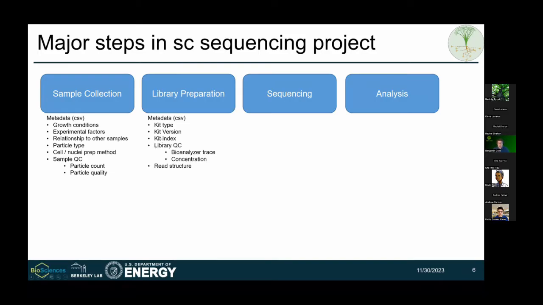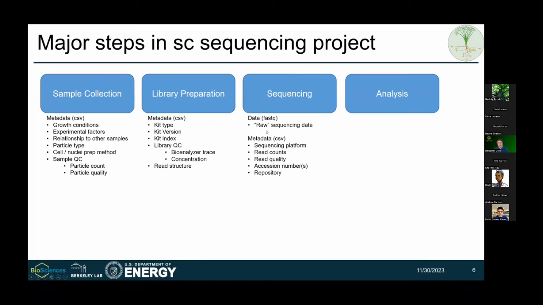And then, was there any library QC that's done? I find that very rarely do people actually report, for example, bioanalyzer traces of their libraries in any kind of public repository. This could be really useful for somebody who's just starting out in doing single cell analysis and wants to look at what a typical or high quality trace will look like to decide whether they actually want to sequence their sample or not. And of course, what the read structure of the sequencing library is. And then the actual sequencing data.